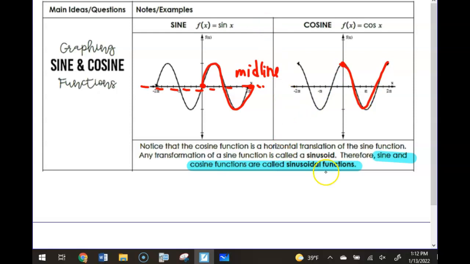One more vocabulary word. Sine and cosine, since they're really based on the same shape, are both called sinusoidal functions. So if you see the word sinusoidal, it does not mean it has to be a sine or a cosine. It can be either one.